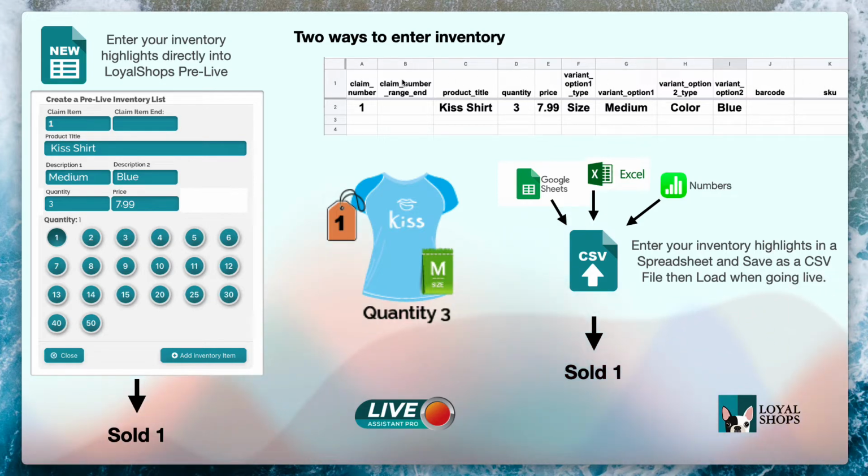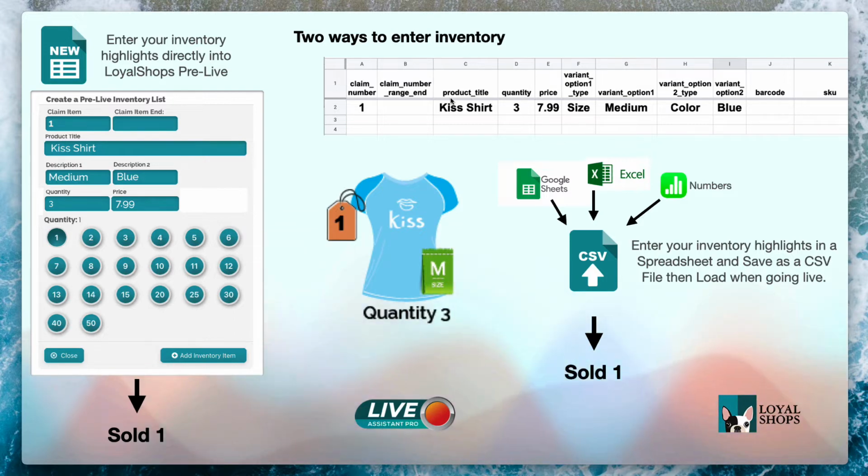And you don't have to use all of these, but there are a couple key ones that you're going to want to use. So here we have claim number. Makes sense. It's the number that you call out, sold 1, 2, 3. I'll get into claim number range end in a little while. This is a very powerful feature to create multiple SKUs that are very, very similar.